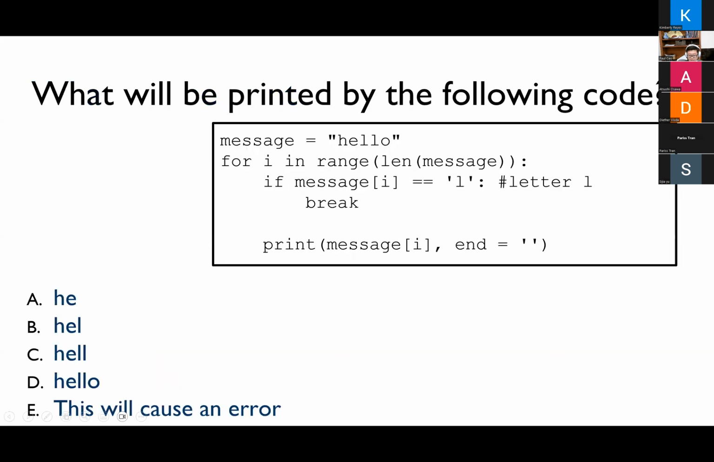Let's look at this example. Message is hello, and then I'm going through the for loop, right? I'm generating all the possible indexes. And if message[i] is L, I break. And this print is part of the for. What will be printed out by this program? Okay. Let's vote in.